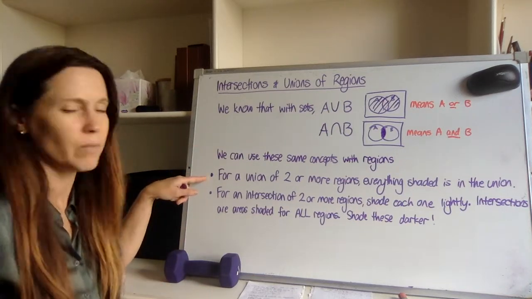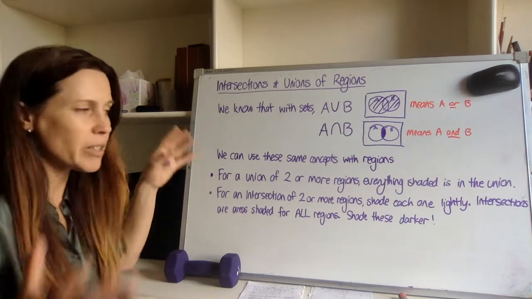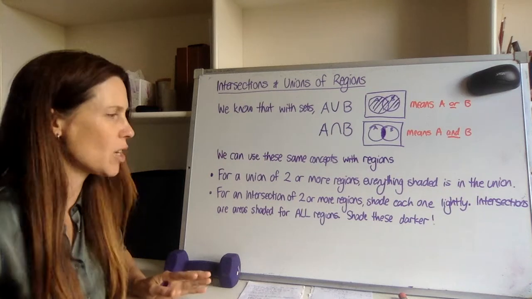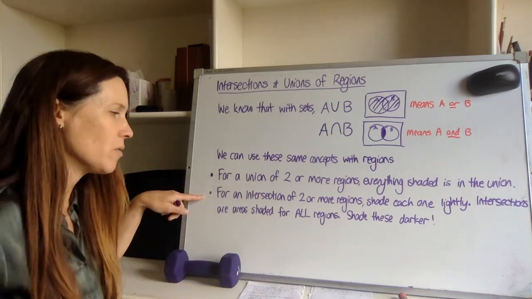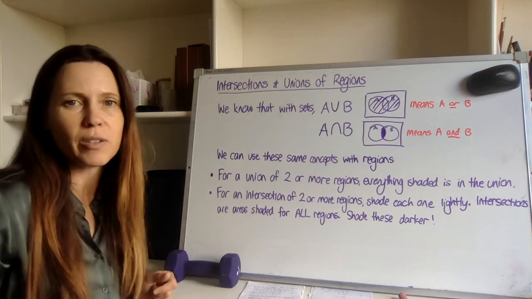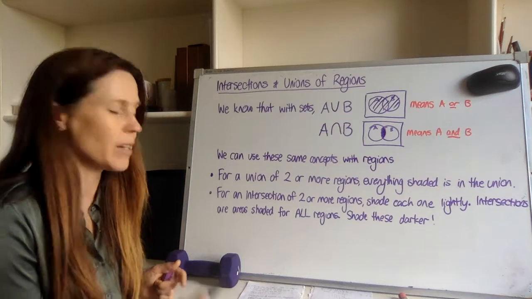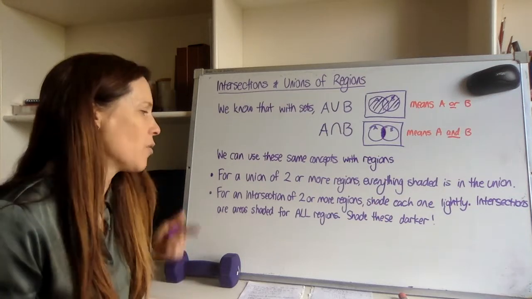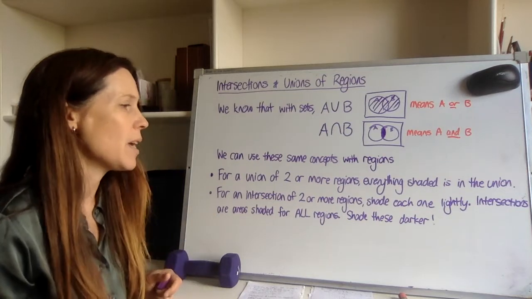So we can use these same concepts with regions. For a union of two or more regions, anything that we've shaded for any of the regions is going to be part of that union. So if it's shaded at all, it's in the union, we can just get shading. But for an intersection of two regions, it would have to be the part that you shaded twice. For an intersection of three regions, it would have to be the part that you shaded all three times. And you've got that choice.